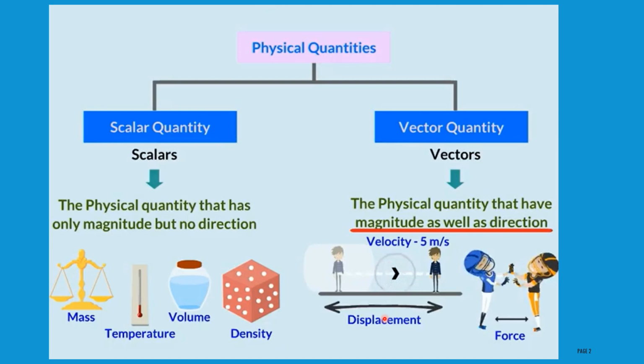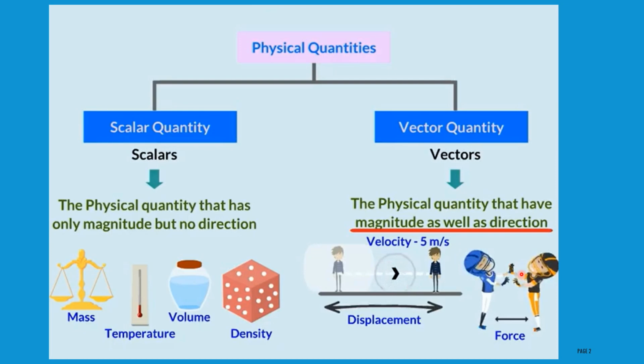Here displacement will show the numerical values, maybe 5 meter per second. Then it will show the direction also, in which direction the boy is moving. Velocity is also one of the best examples of a vector quantity. Assume the boy is moving with a velocity 5 meter per second. Here 5 is the numerical value, then the boy is moving in this direction. Therefore vector gives the numerical value and also shows the direction.